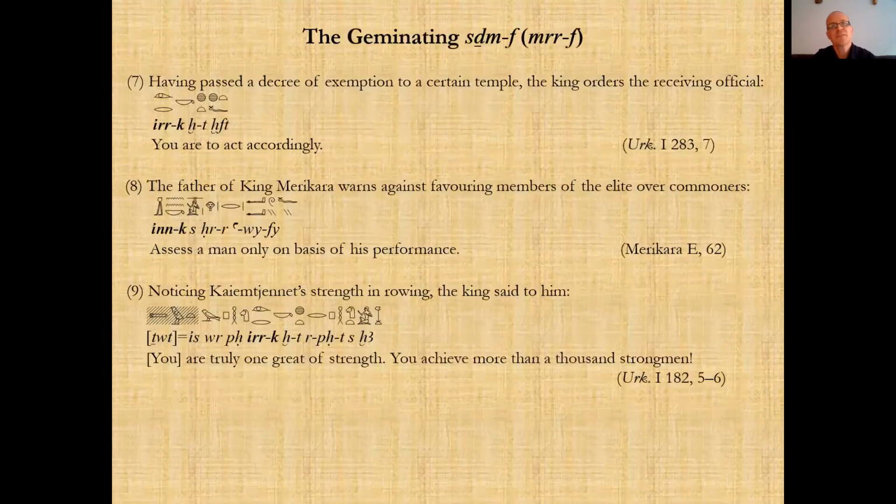And we can probably say something similar also of another sejm f form, namely the geminating sejm f, the mereref form, although here we are on much less safe ground. In initial use, the geminating sejm f may sometimes be interpreted as expressing injunctions and obligations, like in 7 and 8. You can see that these are easily interpreted as injunctions. But this was not always so. If you look at number 9, for instance, the king is clearly not laying an obligation on Cayenne Tenet in any way.